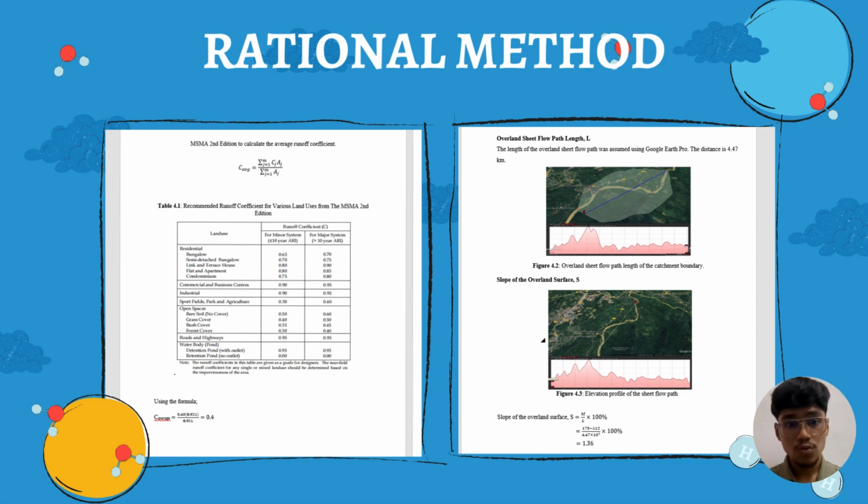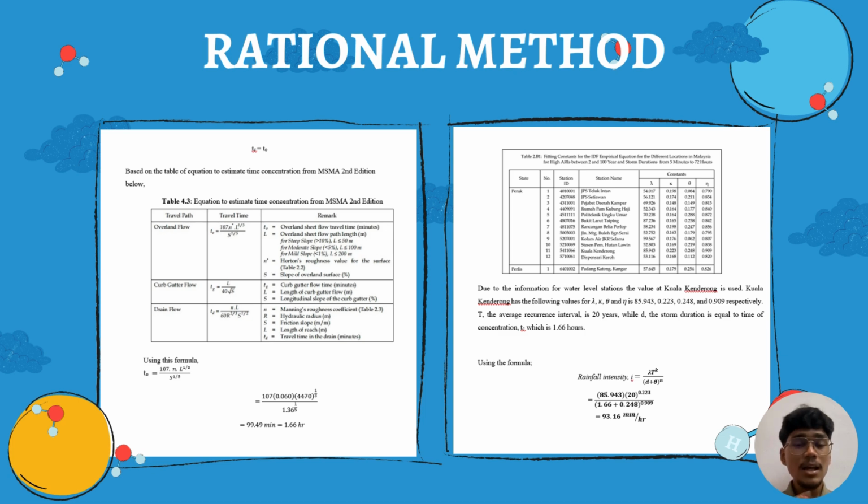Then we have to go back to Google Earth Pro to take note of the overland flow path length and proceed to the calculation for the slope of the overland surface, S. The value that we got for the flow path length is 4.47 km and 1.36 for the slope of the overland surface. Then we have to know the Horton roughness. From the table, our value is 0.060, densely grassed. Next, we find the time of concentration by using the formula for overland flow, which is 1.66 hours that we have got.